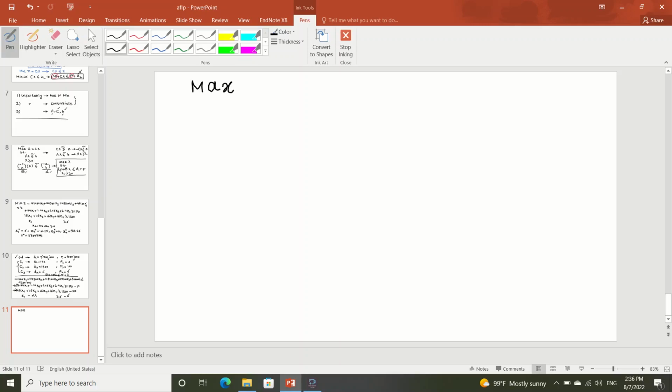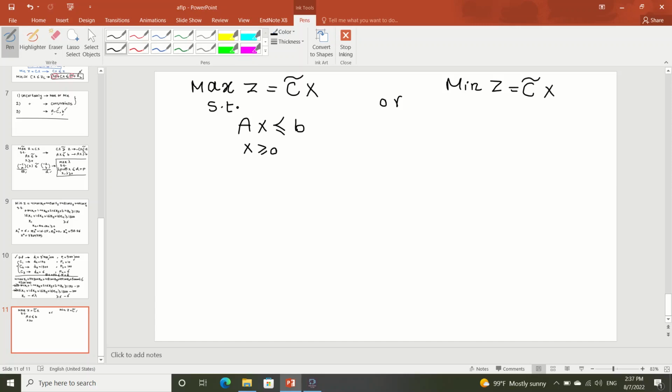Maximize Z subjected to ax less than b, or minimize z equals c fuzzy x subjected to ax is greater than b. These are the standard format of linear programming, especially fuzzy linear programming.